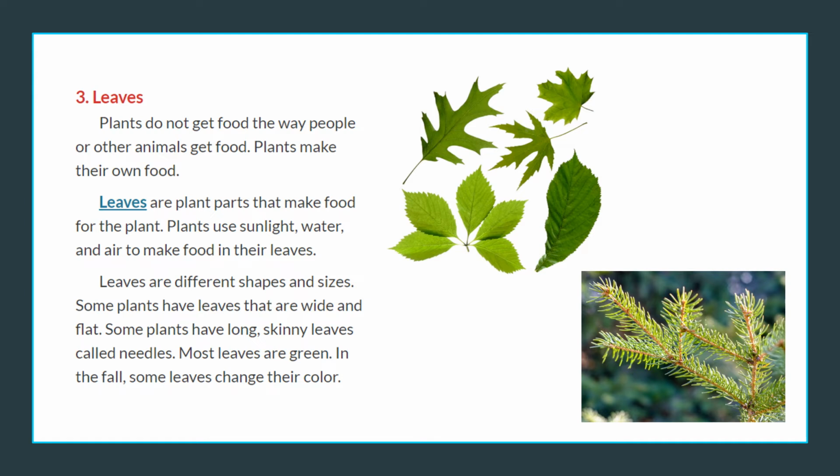Leaves are plant parts that make food for the plant. Plants use sunlight, water, and air to make their food in their leaves. Leaves are different shapes and sizes. Some plants have leaves that are wide and flat. Some plants have long, skinny leaves called needles. Most leaves are green. In the fall, some leaves change their color.